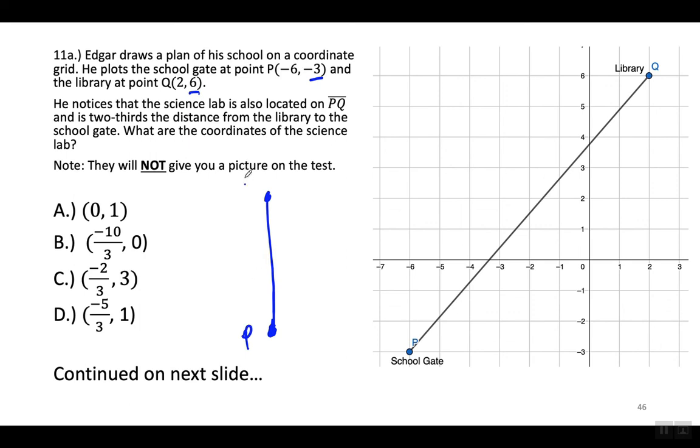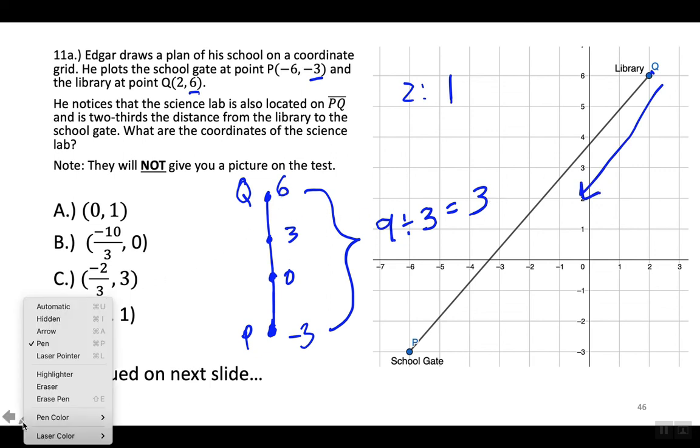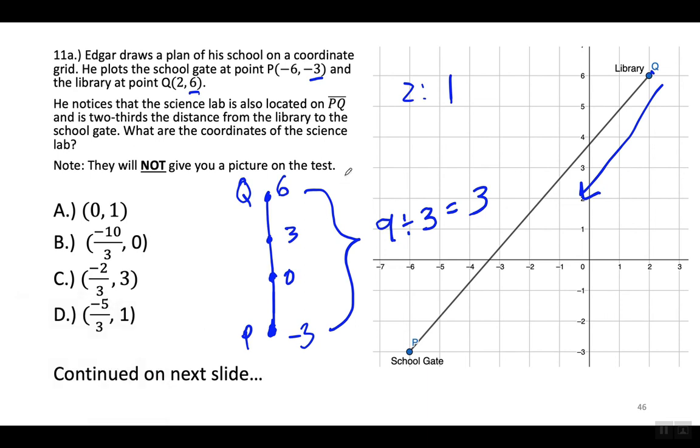Here's P, here's Q. From -3 to +6. All right, we need a ratio of 2 to 1, so I need 3 equal parts. The distance from -3 to +6 is 9. And I need 3 parts, so 9 divided by 3 tells me that each part is 3 units long. So -3 plus 3 is 0, 0 plus 3 is 3, 3 plus 3 is 6. And we're starting at Q and going this way. So the point that we would need for a ratio of 2 to 1 would be this point right here. So the y coordinate is 0, which is what's right here as well.